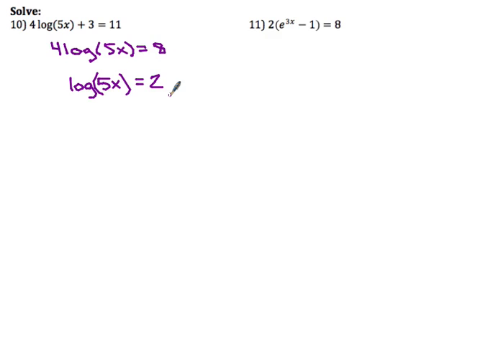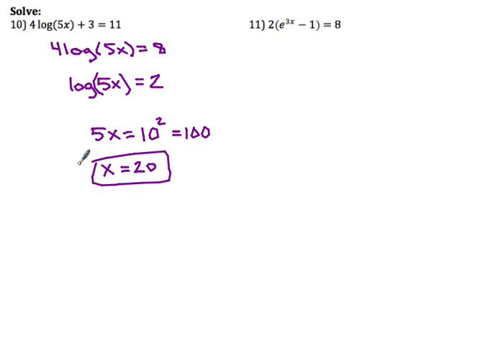Let's undo this using exponential form. The base of log is 10, so I know that 5x is going to equal 10 to the 2nd power, which is 100. Okay. And so if I divide both sides by 5 now, we see that x is going to equal 20. So we're going to use that exponential form to help us undo.